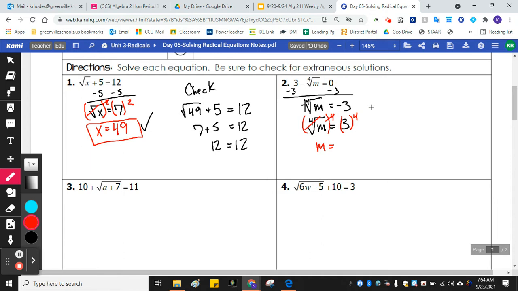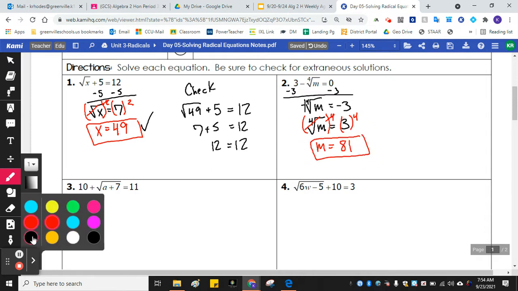People are going to make a silly mistake and multiply these, but it's actually 3 times 3, which is 9, and 3 times 3, which is 9. So 9 times 9 is 81. And then check it. Plug it in.